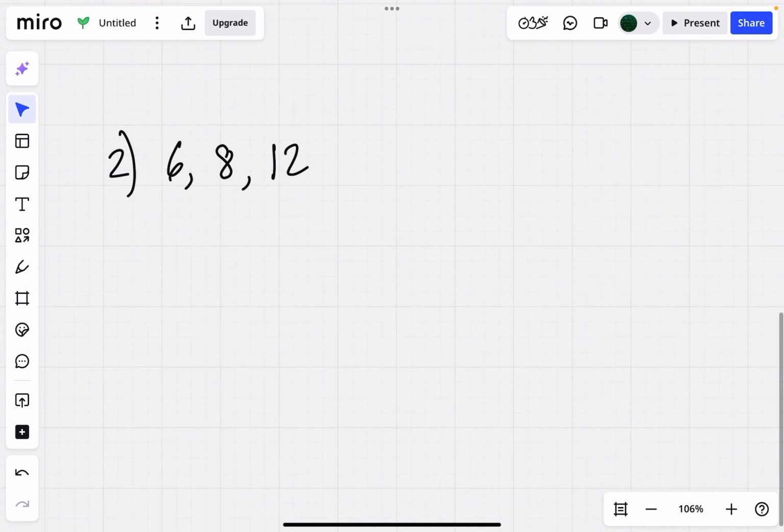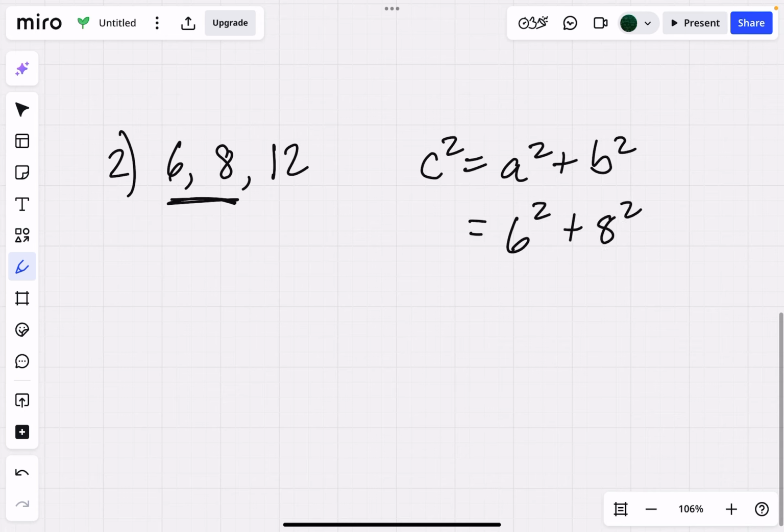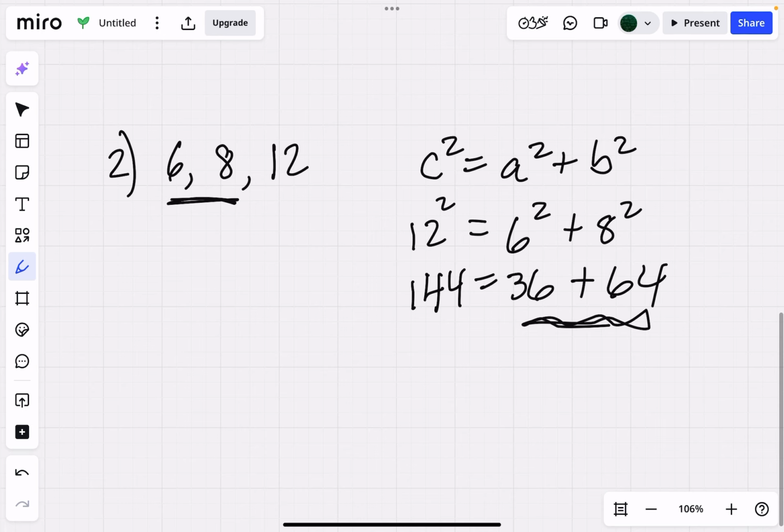Let's test this one, 6, 8, and 12, and let's see what we get. So c squared equals a squared plus b squared, and our two smallest are 6 and 8. So 6 squared plus 8 squared, and it's supposed to be equal to 12 squared if it's a right triangle. So we have 144, 36, and 64. Okay, so the question here is when you add these two together, do you get 144? And the answer is no, right? You have 144, and on the other side is 100.